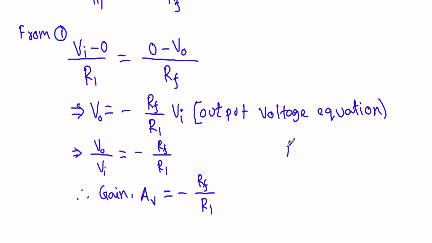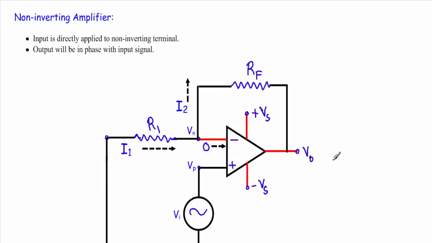Now we know that gain equals output voltage divided by input voltage. So if I take Vi to the left side, I will get Vo divided by Vi equal to minus Rf divided by R1. This minus Rf divided by R1 is the gain of this inverting amplifier. And see, this minus sign signifies that the output voltage will be 180 degrees out of phase with respect to the input voltage. After that I will show you another linear application of the operational amplifier, and that is the non-inverting amplifier.